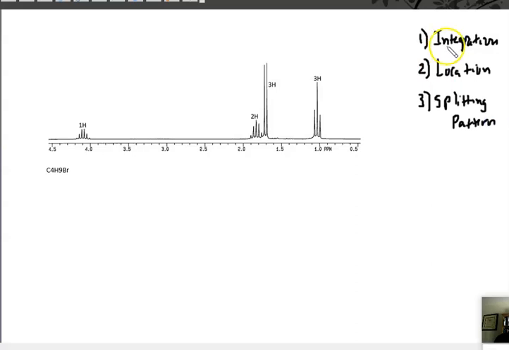Okay, so remember, the integration tells you the number of hydrogens at that location, like those types of hydrogens. Are they shielded or are they de-shielded? So this is kind of where you're looking at, are they shielding or de-shielding? The location gives you an idea of possibly the types of hydrogens they are. Are they attached to something shielding? Are they attached to something de-shielding?